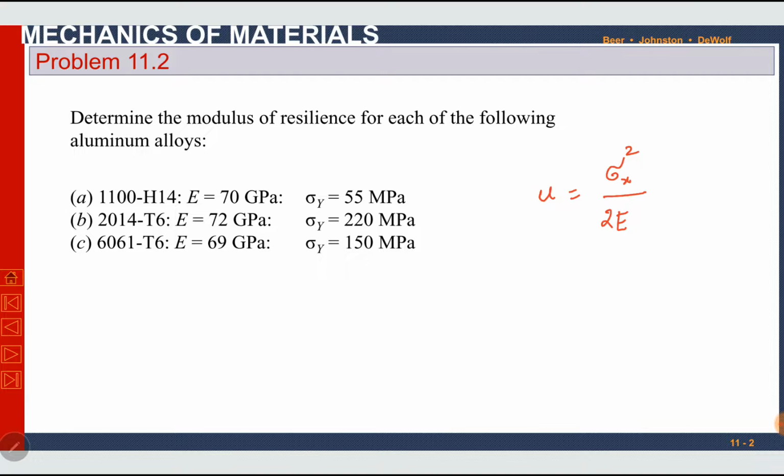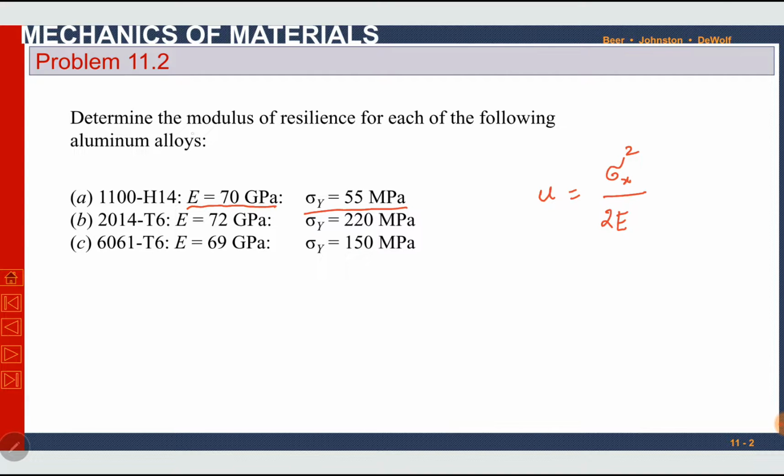The problem states: determine the modulus of resilience for the following aluminum alloys, part A, part B and part C. In three parts, three different alloys have been given. Part A is aluminum alloy 1100H14, for which E is 70 gigapascal and yield stress is 55 megapascal.